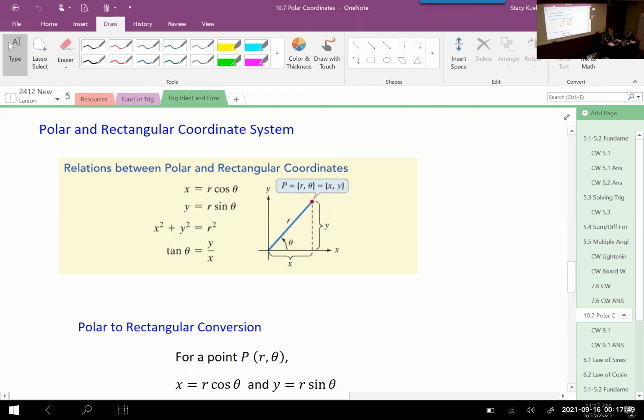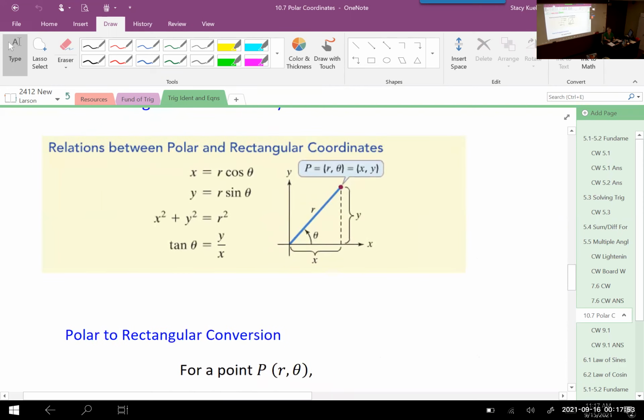So the rectangular coordinate system and the polar coordinate system are related in this fashion right here. We know this already, but just make sure that you write it down because it's helpful to have this in front of us. So x from the rectangular coordinate system is equal to r times the cosine of theta in the polar coordinate system. And that comes from our definition of cosine. y is equal to r sine theta. Again, that's our definition of sine.